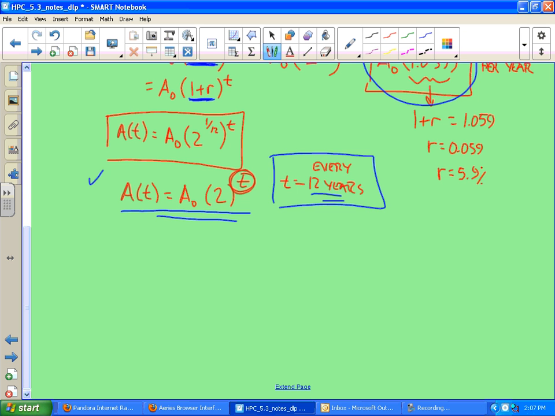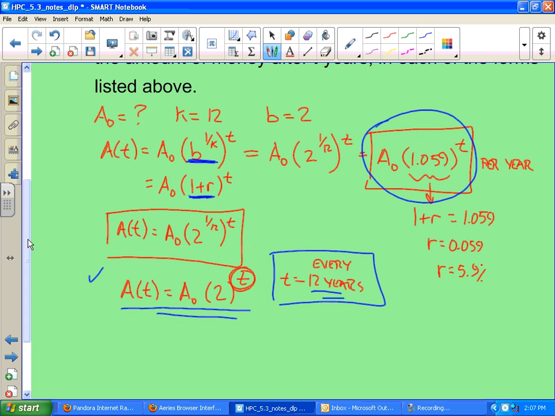Would you use 1 minus r there? Yeah, exactly. That'd be 1 minus r, if it was a decay problem. Good questions.